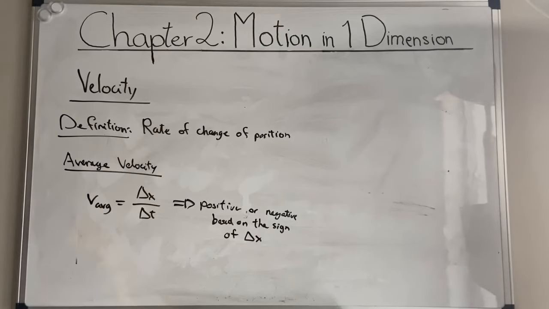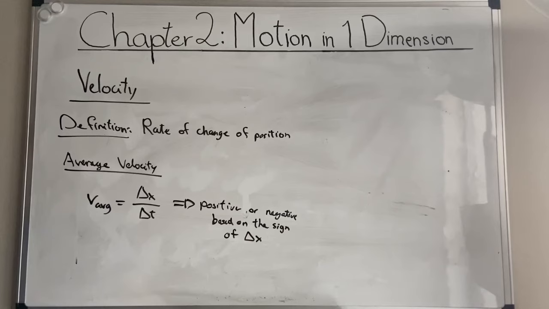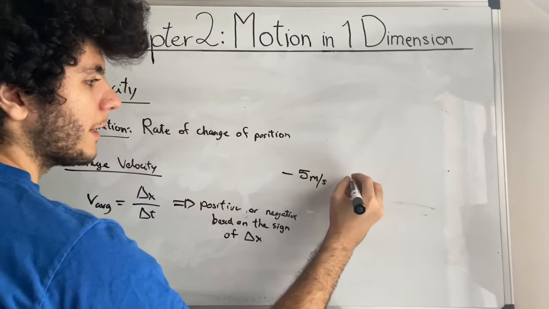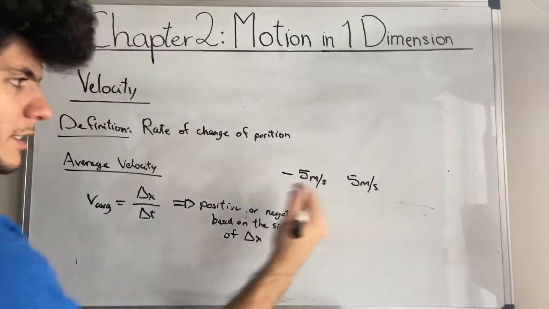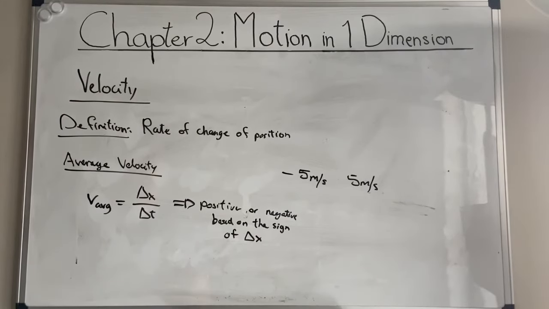Right? So that's actually a very important detail. Velocity can be negative, and generally we mix and match velocity and speed like they're the same thing, but in the next few minutes we're gonna see how velocity is not the same thing as speed. They're very relatable, but not exactly the same thing. The average velocity can be negative, and it can be positive. If we have negative 5 meters per second, and then we have 5 meters per second, these are very similar average velocities, right? However, the sign is different.